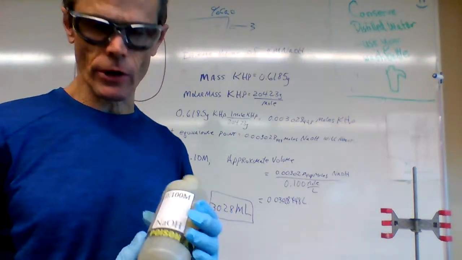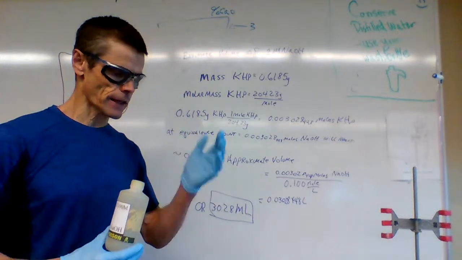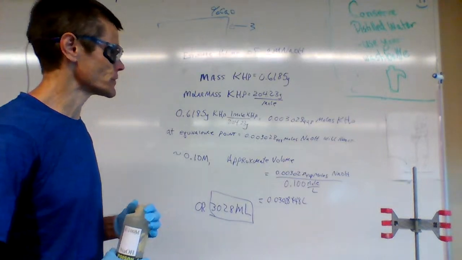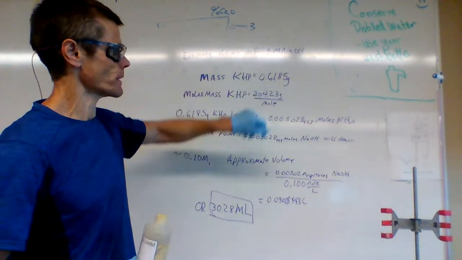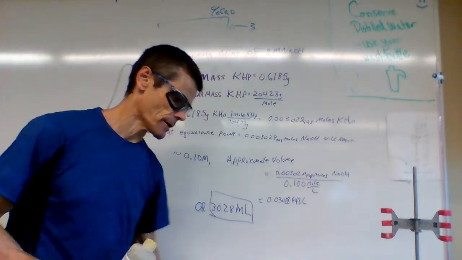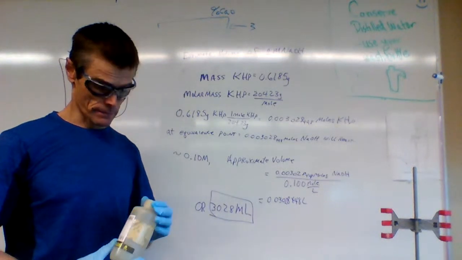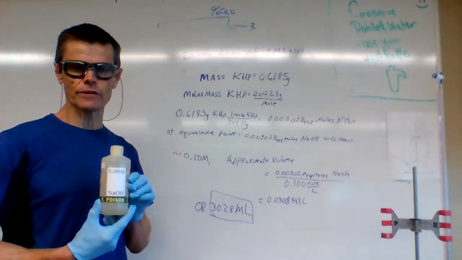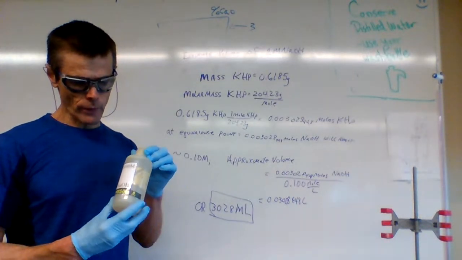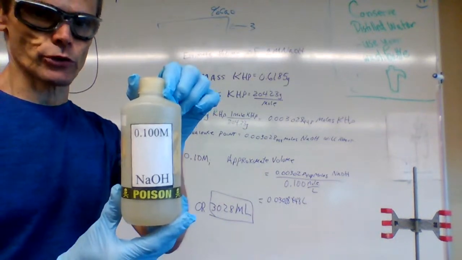Hi, everybody. So now we're going to work in the laboratory, and we've collected our standard KHP, and we've determined that the mass of the KHP was 0.6185 grams based upon our weighing by difference exercise we've just done. And what we're going to do in this experiment, very similar to what you'll be doing in lab, is we want to standardize a sodium hydroxide solution.